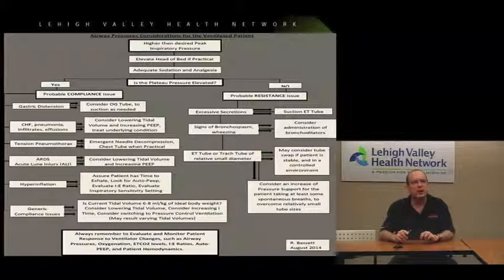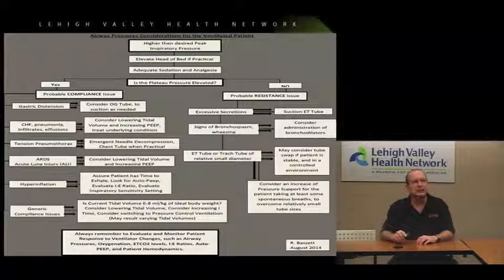Your tension pneumo, if you're having high airway pressures as regards to your tension pneumo, you're going to be looking at other things, your hemodynamics, your oxygenation, but you're pretty much convinced you have a tension pneumothorax. Obviously that calls for an emergent needle decompression, and eventually a chest tube when that's practical.